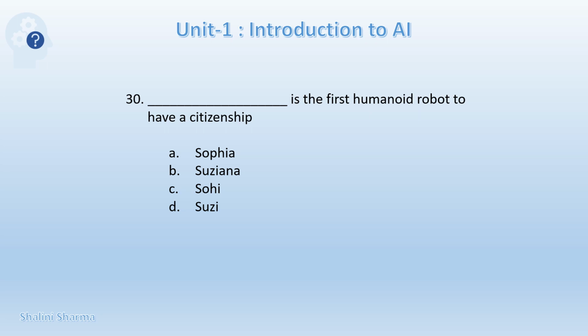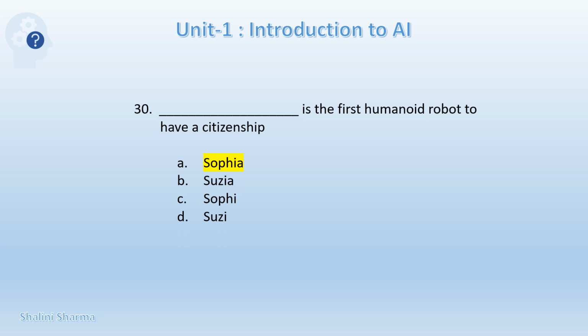Question 30. Dash is the first humanoid robot to have a citizenship. Option A. Sophia, option B. Susiana, option C. Sohi, option D. Susie. So students, which of the above robots has been provided citizenship? And the correct response is Sophia. Sophia is the first humanoid robot which has also been granted citizenship. To add to this, I would also like to tell you a few days ago there was news about Sophia also looking forward to have a baby robot.